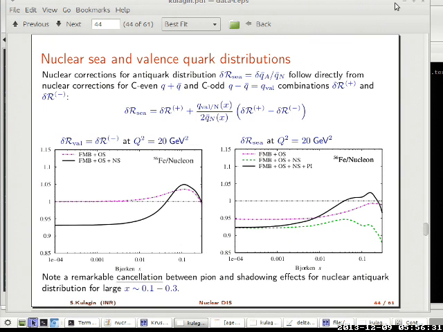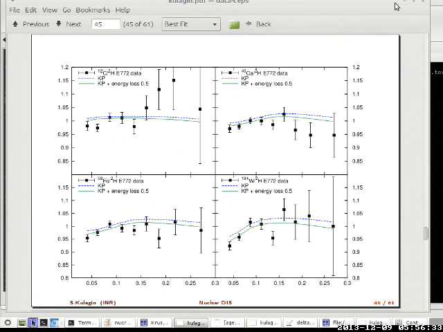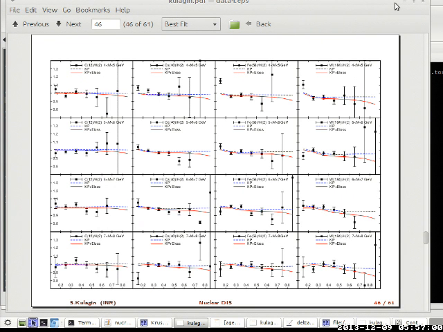And this is how the results look for the actual Drell-Yan yields of the E772 experiment, calculated without and with quark energy loss. So it's quite a good agreement with the data. And so this is the final slide. I will probably stop here.